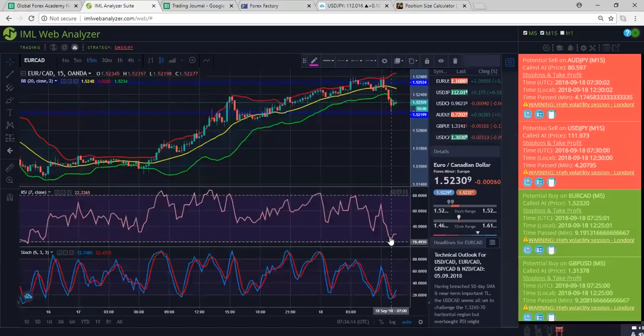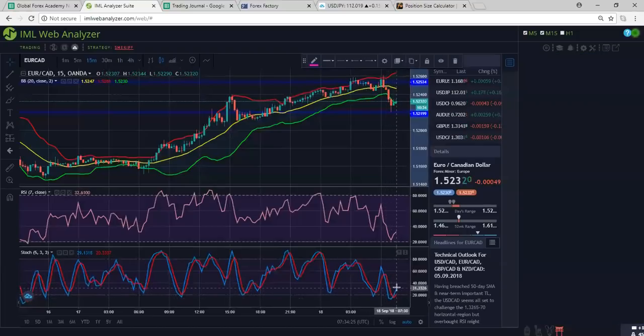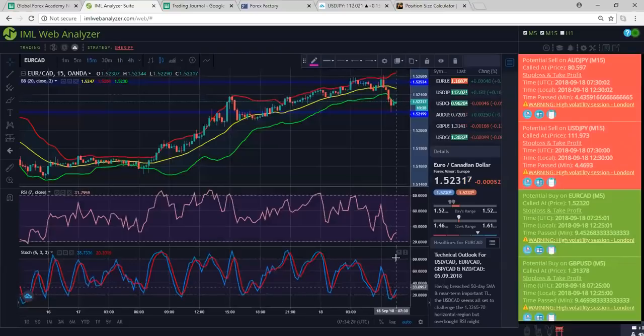You want your RSI to come down to preferably below the 20 level or right at the 20 level, and start to point up. And then you want your stochastic to come down right below the 20 level and cross up over your red signal line. So this is a strong confirmation for me. I would definitely enter this trade.